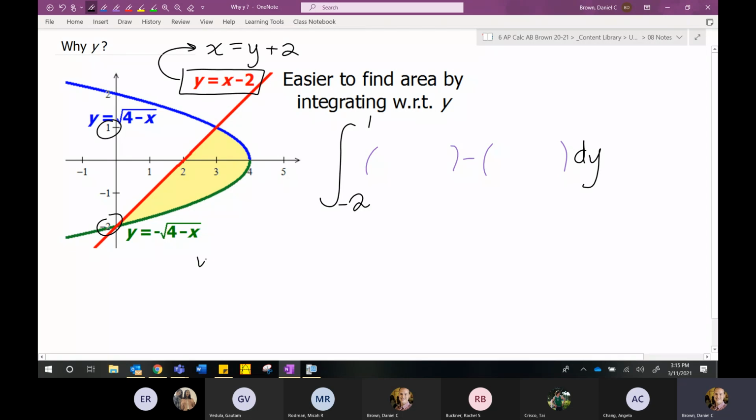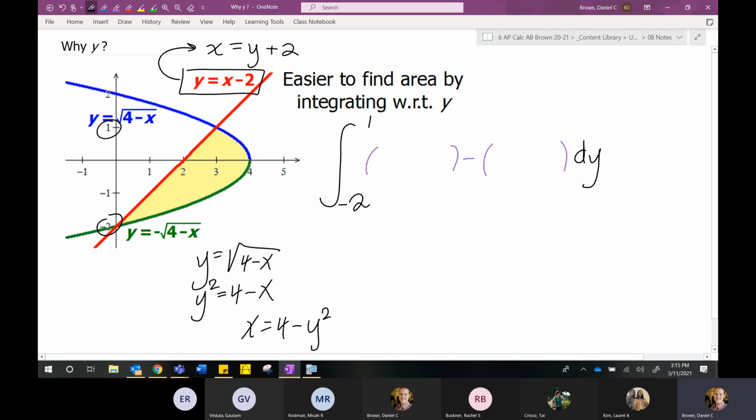I'm going to do the blue one first. Y is equal to the square root of 4 minus x. Solving for x, what would you do first? Square both sides, so you have y squared is equal to 4 minus x. Then solving for x, I'm going to add x and subtract the y squared. So I have x is equal to 4 minus y squared.